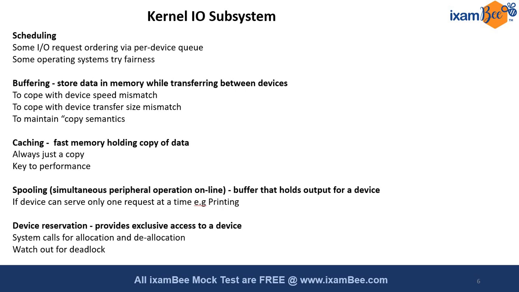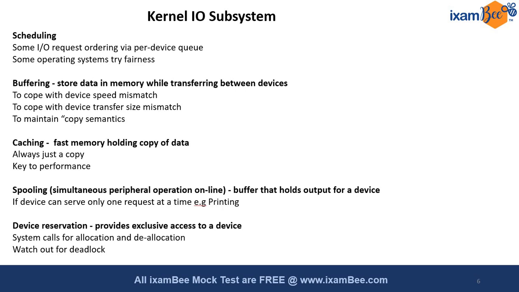Then there is the concept of caching, which is holding a copy of the data. It is the key to performance, because the faster your cache is, the faster your CPU will act. Then spooling. This is basically a buffer that holds the output for a device before putting it into the device.